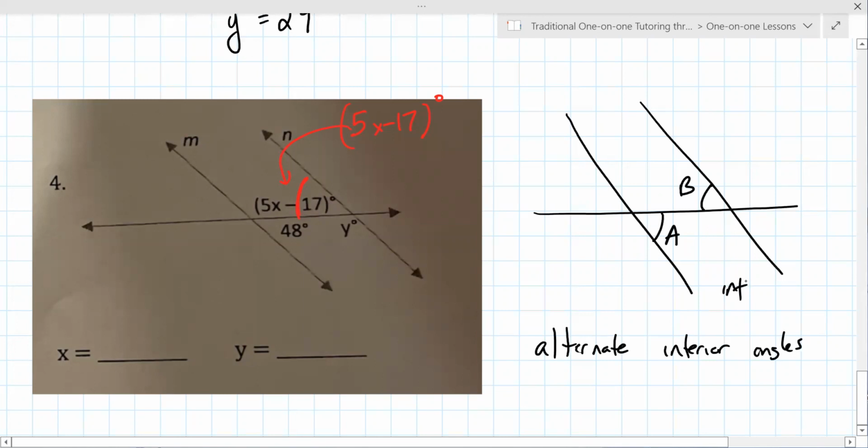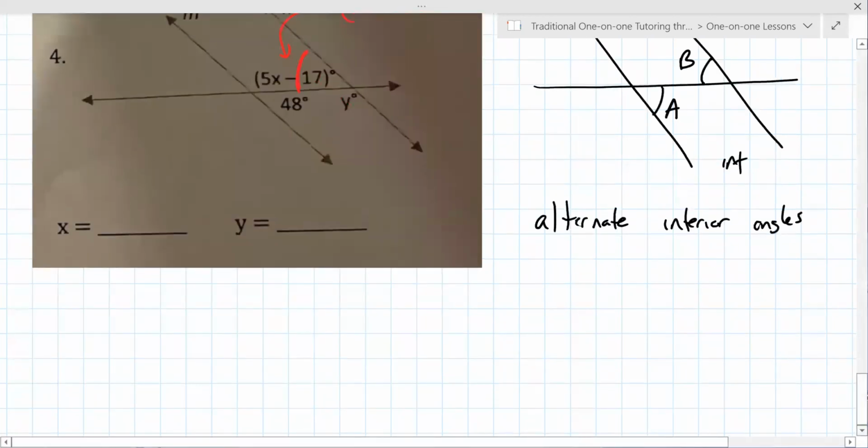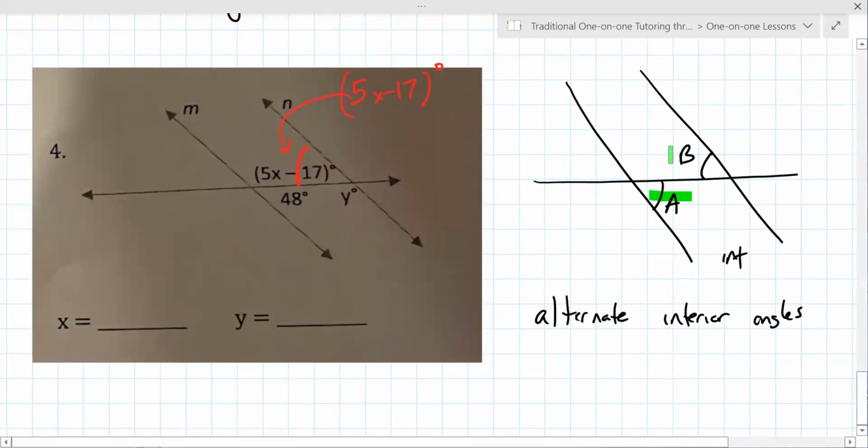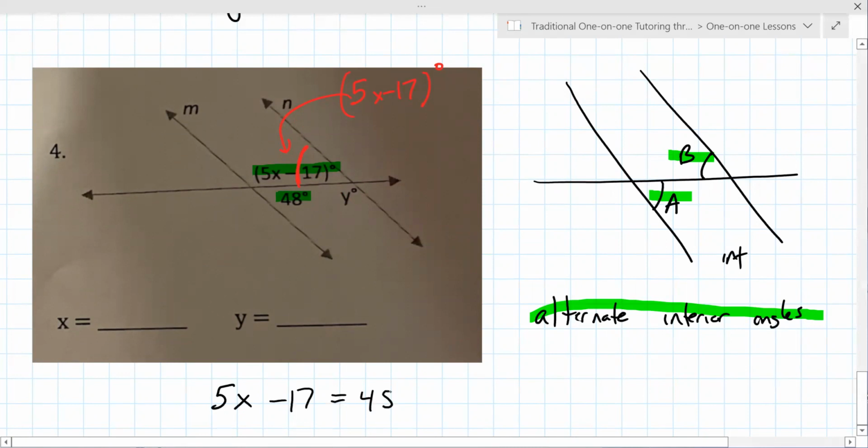The nice thing about alternate interior angles is that they are congruent. A lot of things that you're seeing in this course are congruent. So this 5x minus 17 is congruent to 48. So you can actually set 5x minus 17 equal to 48. In all of these problems, you're setting up an equation or two, and you're solving for the variable x or y.